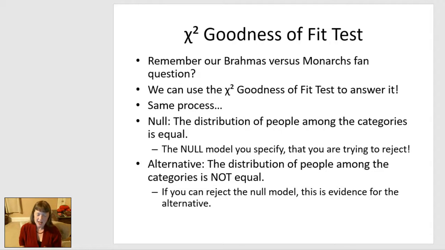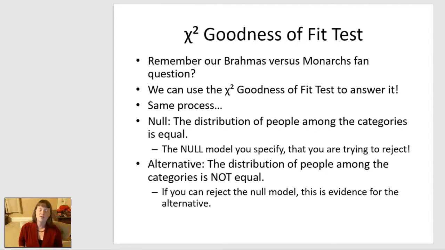And so if we go back to our Brahmas and monarchs example, there were 50 people. Well, the null hypothesis would say the distribution should be exactly 50-50. 25 people should like the monarchs, 25 people should like the Brahmas. That is our null model.